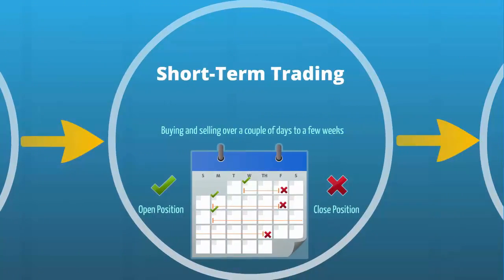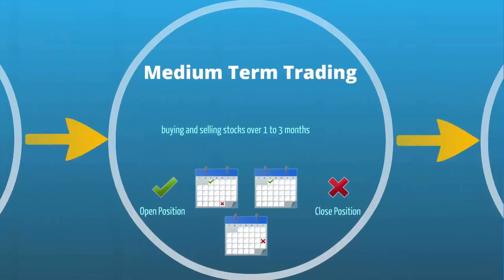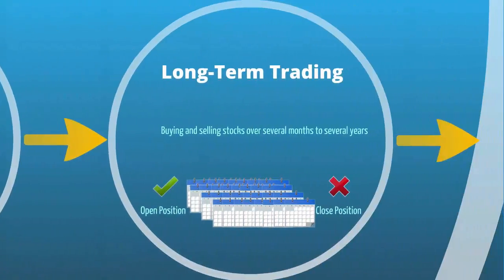Short-term traders will hold positions anywhere between a couple of days and a couple of weeks. Pattern trading and swing trading are the most common techniques used by short-term traders. Medium-term traders, on the other hand, will hold positions for 1 to 3 months. Typically, these types of trades are focused on market trends and news developments. Swing trading and range trading are the most common techniques used by medium-term traders. And then we have long-term traders.